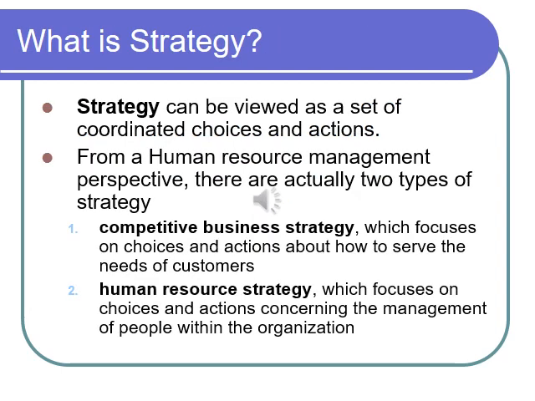Okay, so this slide tries to answer the question, what is a strategy? Simply to define a strategy. So we can look at strategy as a set of coordinated choices and actions. Which means that organizations need to actually look at their strategic directions, look at the opportunities and the threats in the external environment, as we will discuss in other slides.